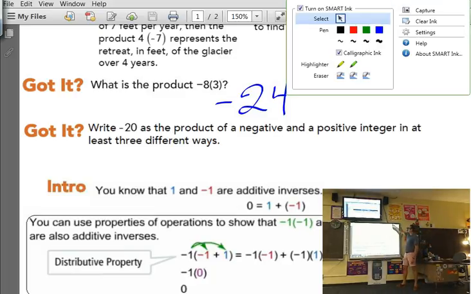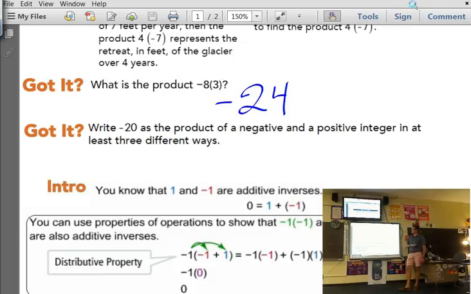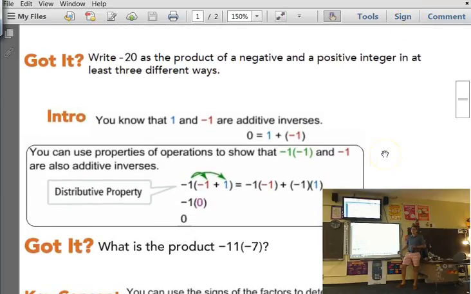Write negative 20 as the product. What's product? Andrew? Well, it's the answer to a multiplication. So write negative 20 as the product of a negative and a positive integer in three different ways. So I challenge you. There are literally infinitely many different ways if you use rational numbers, but they want integer values. So try to make negative 20 in three different ways.